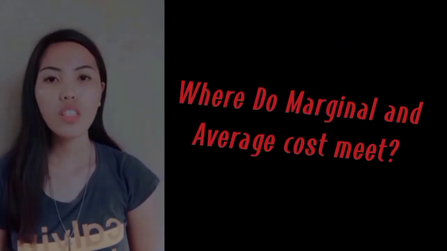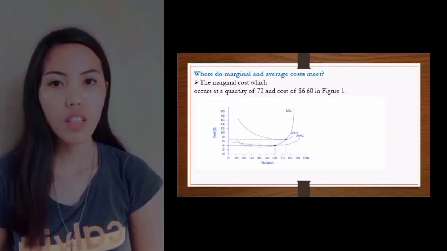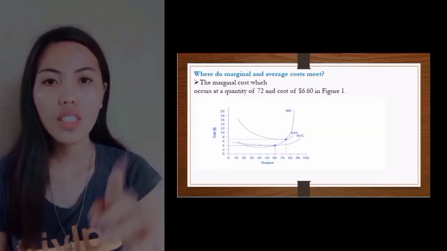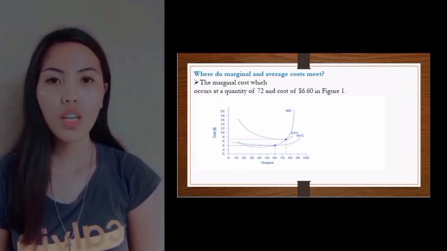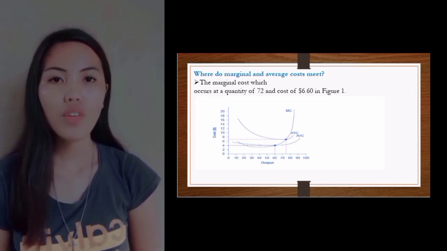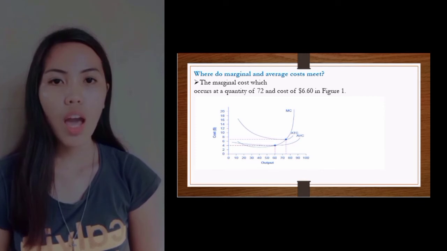So the question is, where do marginal and average cost meet? As you can see in figure 1, the marginal cost curve intersects the average cost curve exactly at the bottom of the average cost curve, which occurs at a quantity of 72 and a cost of $6.60 in figure 1. So what are the reasons behind this?